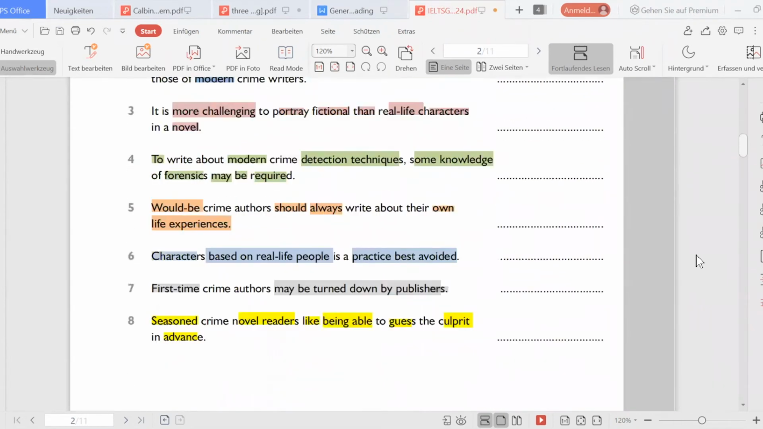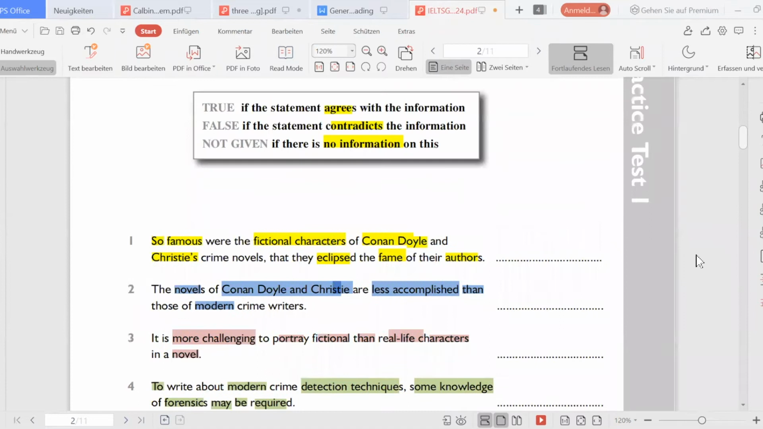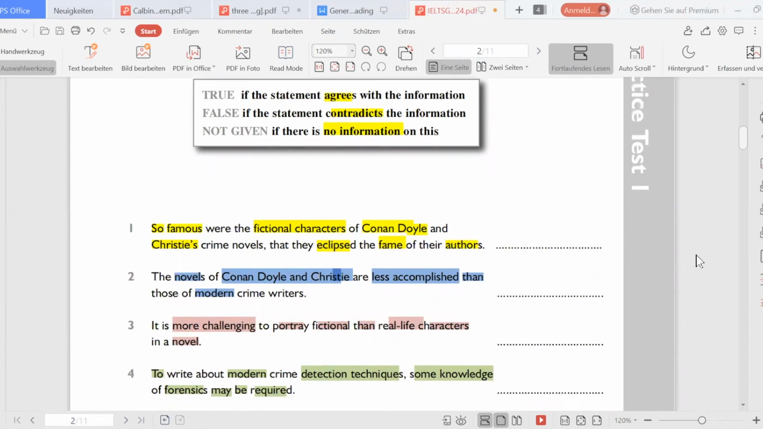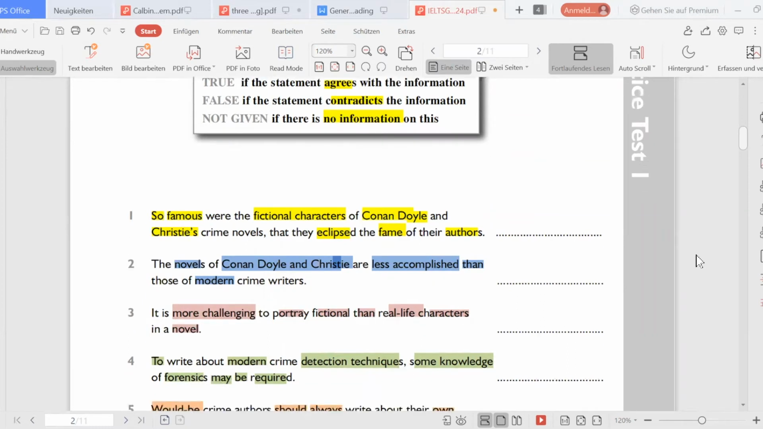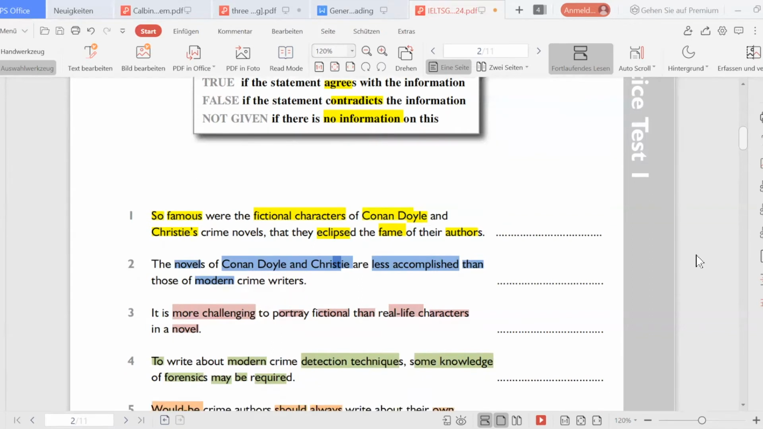I think with this, you've had a feel of the true, false, not given statements. Again, as a repetition, true statements agree with the information in the text. It means when you find the keywords, the other keywords which express the main idea are also addressed in the question. False means that it's the opposite of what you see. It contradicts information. Not given means few keywords are in the sentence, but the main idea, most of the keywords, are not in the question. So that's what you want to watch out for.